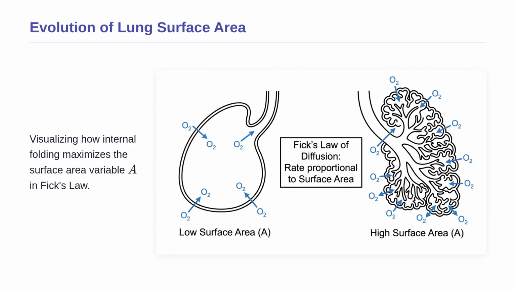By folding the tissue inward, the animal dramatically increases the surface area variable, A, from Fick's law, without increasing the overall size of the lung. This brilliant biological engineering maximizes gas exchange while keeping the delicate tissues safely moist inside the body.